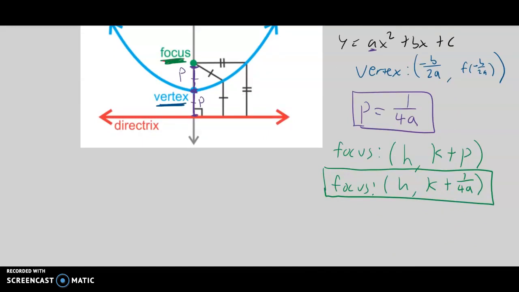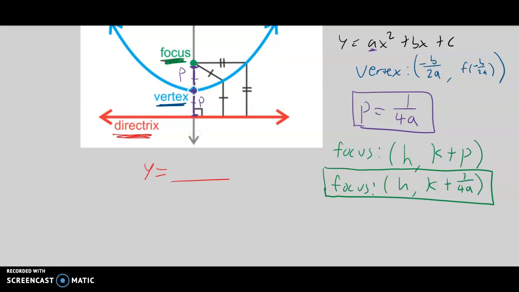So now let's look at the directrix. If we wanted to know the equation for the line of the directrix, the directrix isn't a point, so it's not going to have something comma something. It's not going to be an ordered pair. It's going to be an equation of a line. And since it's a horizontal line, it's going to be in the form of y equals something, right? So this is going to give us a horizontal line, and we want to know what goes here. What is y equal to?